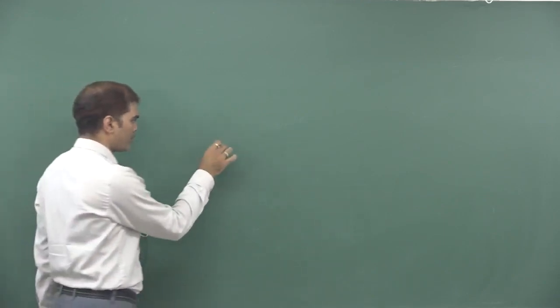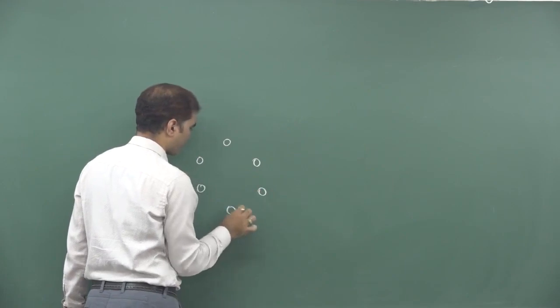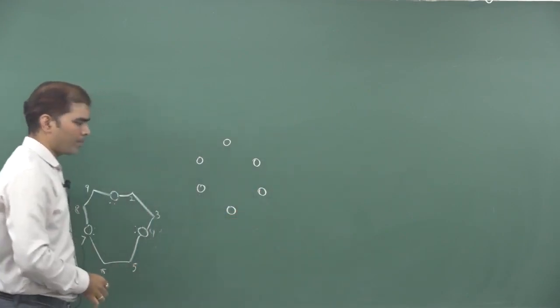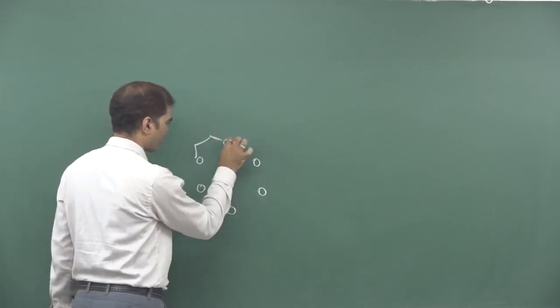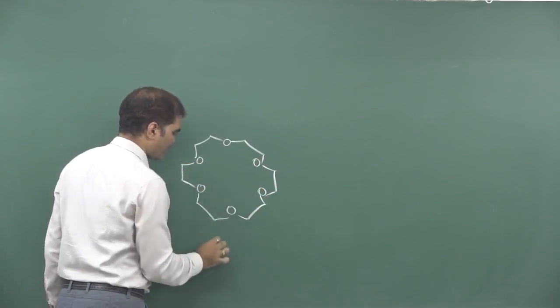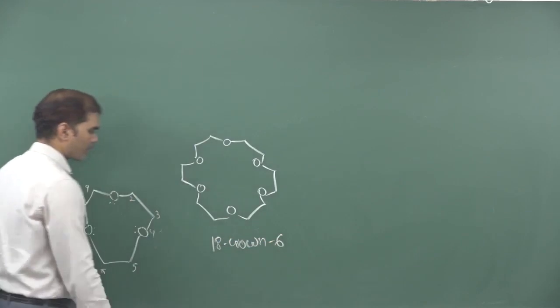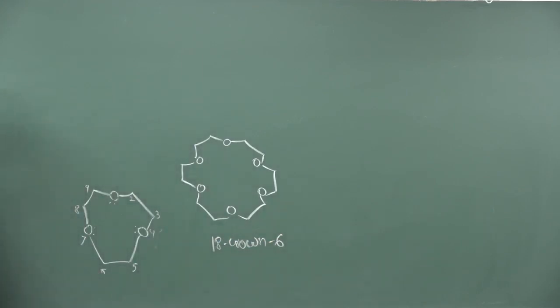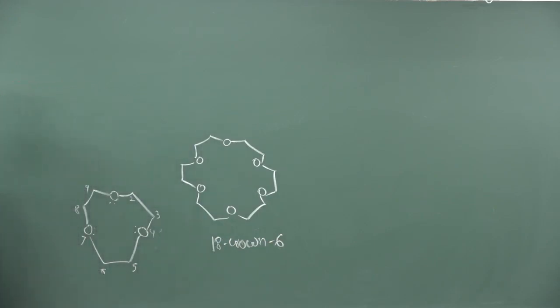Next point, the most commonly found crown ether is 18-crown-6. It means there are 6 donor atoms. Altogether there will be 18 atoms within the macrocycle. Therefore, you call it 18-crown-6. It is the most commonly found macrocycle.